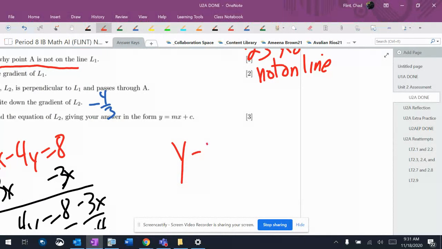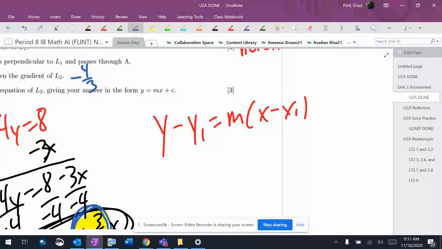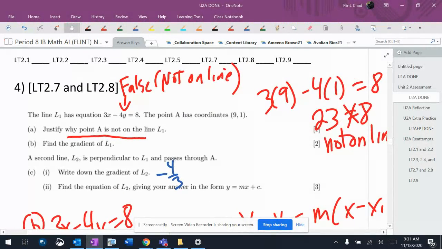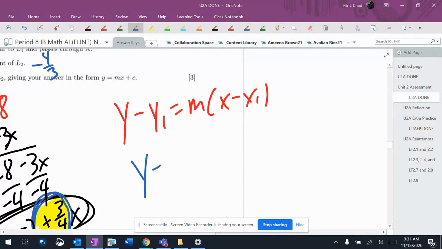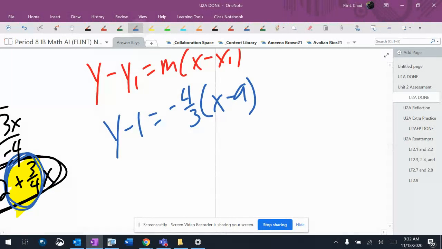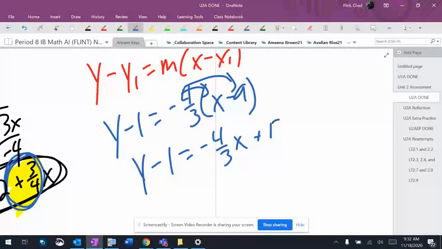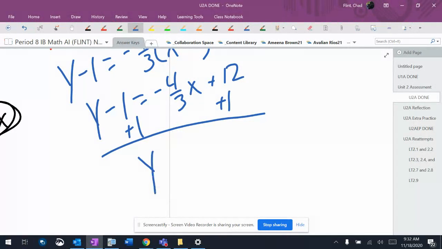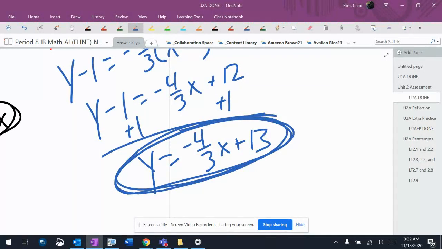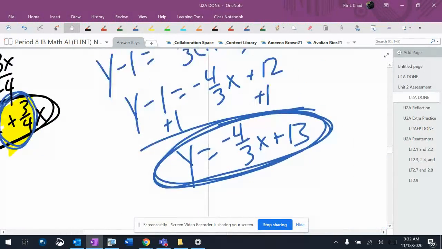So for part D, y minus y1 equals m times x minus x1. I plug in -4/3, and the point is 9, 1. So y minus 1 equals -4/3 times x minus 9. So y minus 1 equals -4/3 x plus 12. So y equals -4/3 x plus 13. All right, and again, it's in that form, y equals mx plus c.